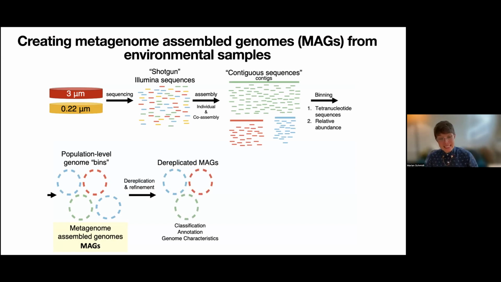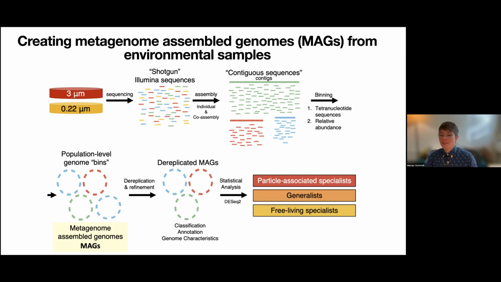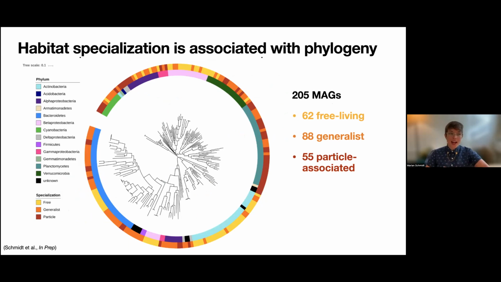And then we need to clean up our data by dereplicating and refining them. We might classify into their taxonomic groups, annotate their genes, and then think about their genome characteristics. And of course, I need to do some stats to identify the particle, free-living, and those that generalize. So I found that habitat specialization is associated with phylogeny.